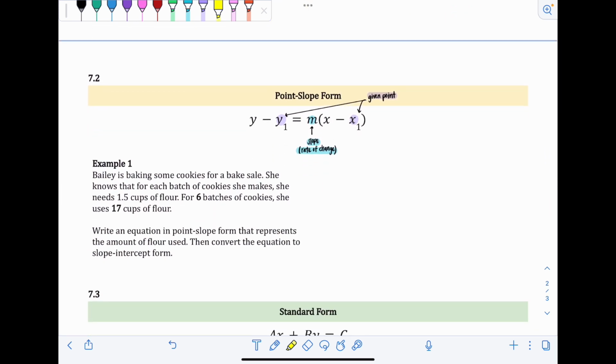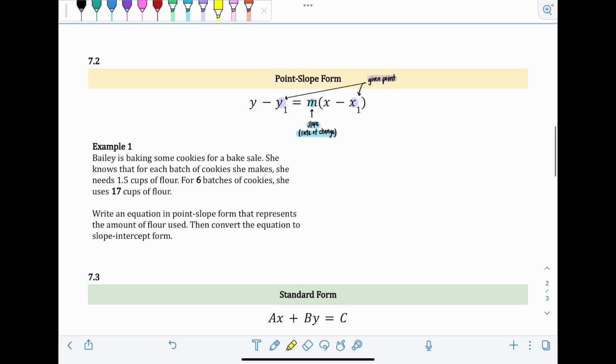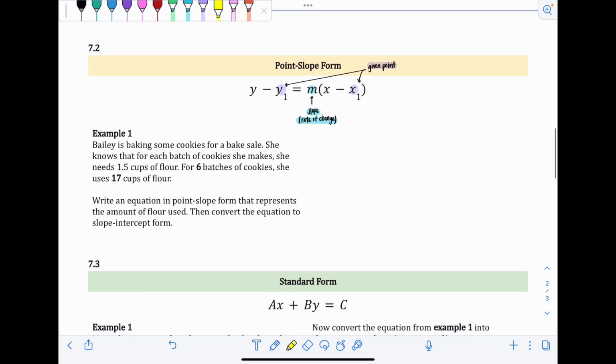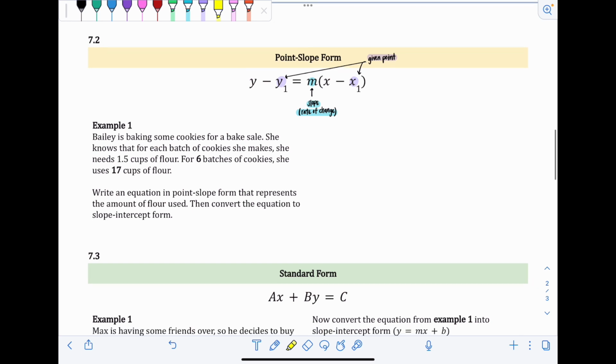Okay, moving on to 7.2. 7.2 is something called point slope form. So pause the video, write down the formula with the notes around it. So point slope form is y minus y1 equals m times x minus x1. So in this formula, m is still the slope or the rate of change. The x1 and y1 are going to be from a given point. So whatever extra point you're given, those will go in for x1 and y1. And then eventually you can simplify and get it into slope-intercept form, which is y equals mx plus b.